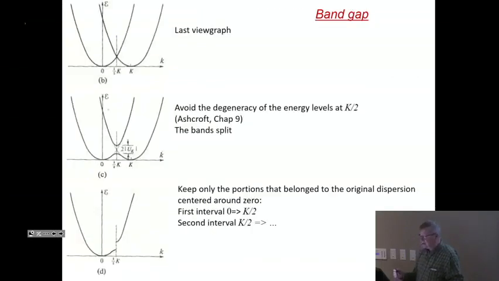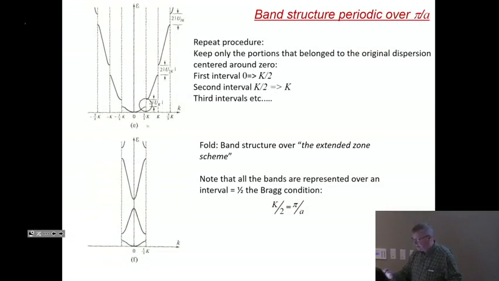Okay, so I can take this last graph, but now we have a theorem about degeneracy at this point. So in fact, this is not allowed, and because of that, the bands split. So the E of K has to open a little gap at this periodic point here, and then you end up with a band that looks like this in the first zone, and that looks like that in the second Brillouin zone, in the second periodic part of the Brillouin zone. Okay, so repeat, repeat, repeat, etc.